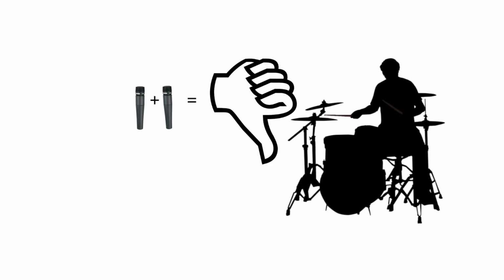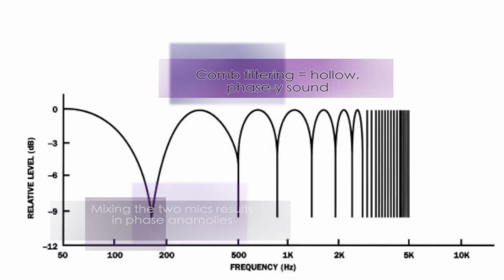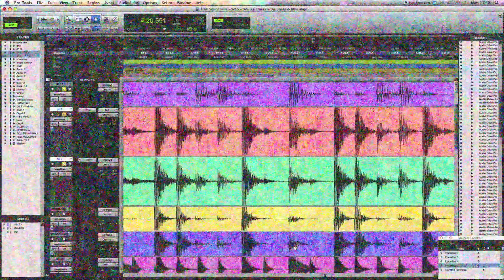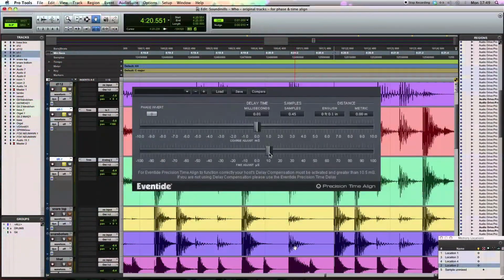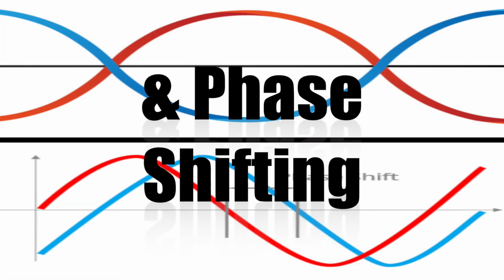While the sound recorded from each mic may sound good on its own, often when mixing the two signals together, phase anomalies present themselves, resulting in the mixed signal having artifacts such as comb filtering or low frequencies dropping off. So before we get into how easy it is to fix your recordings using Eventide's Precision Time-Align, let's start by asking, what exactly are phase cancellation and phase shifting?